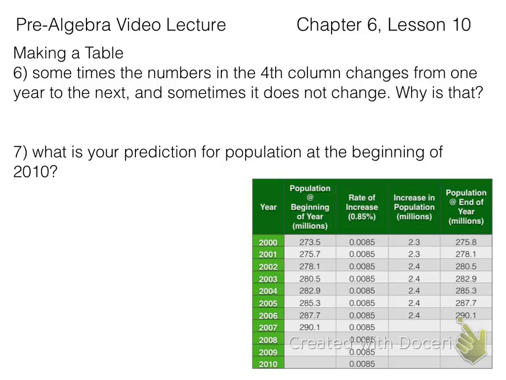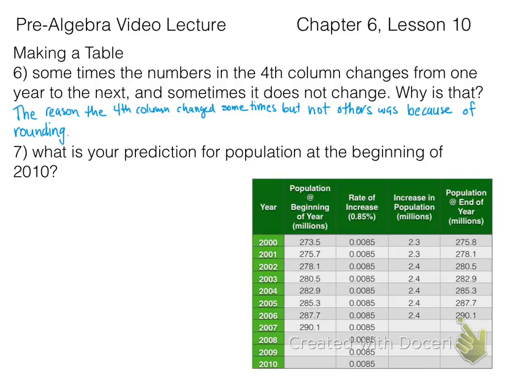All right, so number 6 asks why sometimes the numbers in the fourth column change from one year to the next, and sometimes they do not. Well, it's because of what I just talked about. It's the rounding. The fourth column changes sometimes but not others because of rounding, because eventually that 1/10 of a million is going to come into play and it's going to change. Because again, we're dealing with bigger numbers in the population. My percent hasn't changed, but because the population itself is bigger each time I use the rate of change, I'm going to have a different increase in population.